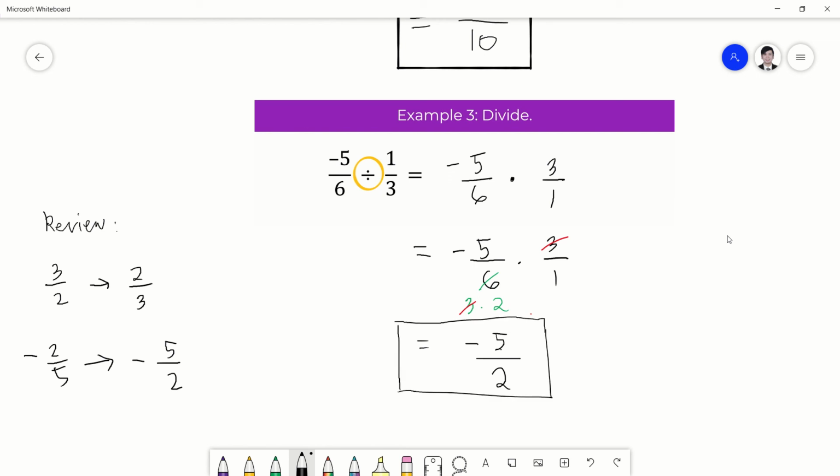Just to be sure that you really understood it, take note that the 6 here is cancelled out because we can write it as 3 times 2. And then we cancel out the 3 because we also see a factor 3 in the numerator. Again, cancellation will only happen if the operation is multiplication.